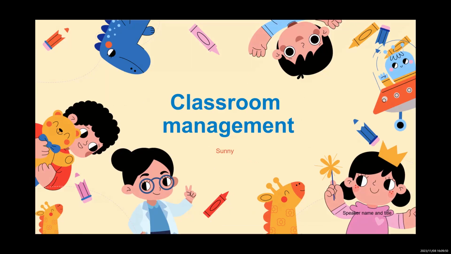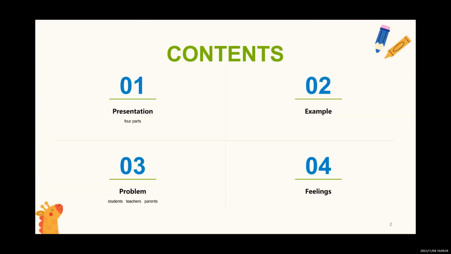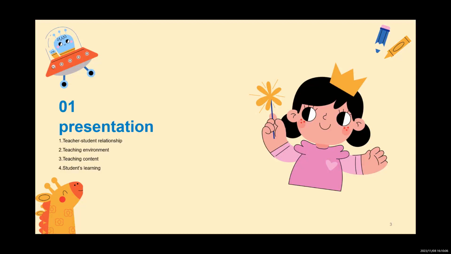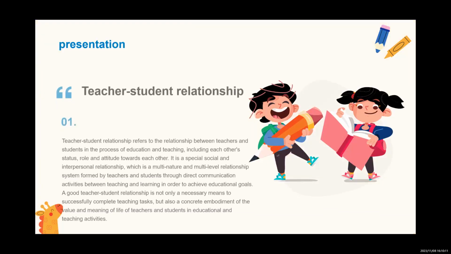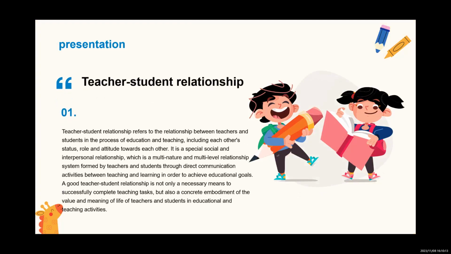What I want to explain below is about Chinese classroom management. What I want to explain is divided into four parts. Now the first part is the presentation. Number one is the teacher-student relationship.